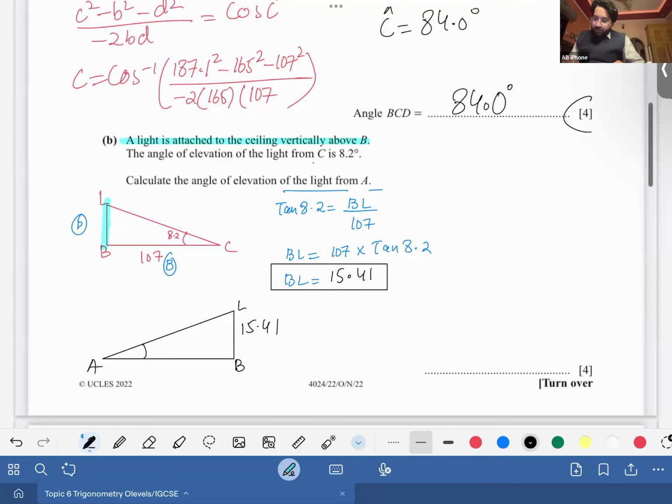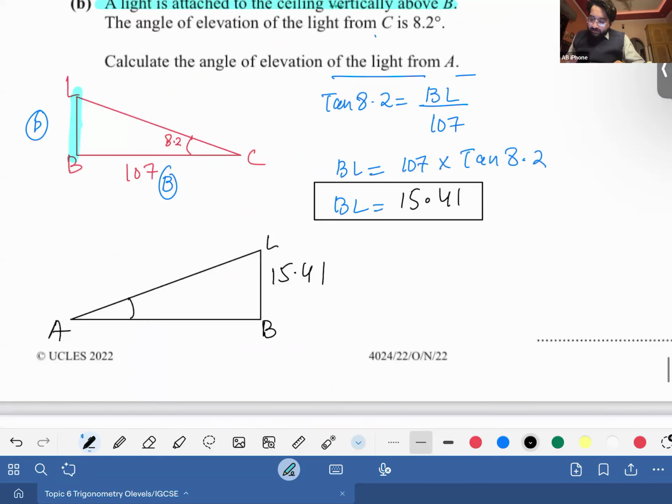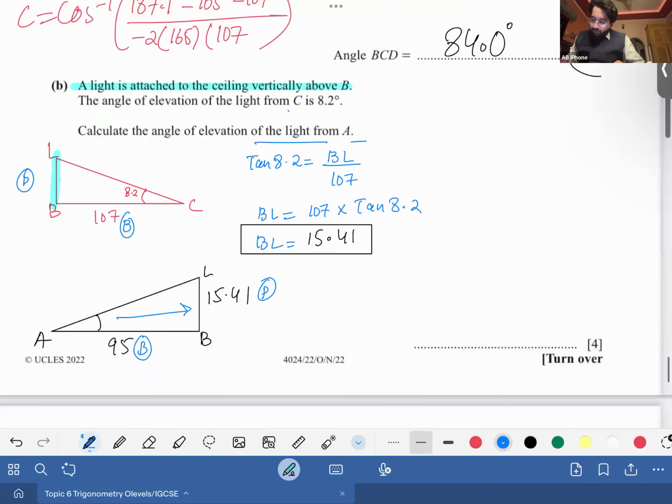Examiner wants to find out the angle of elevation of the light from A. So we know that we have AB available. AB is 95. Side opposite to the angle is the perpendicular. Agree? And this is base. So again, tangent theta will work. Agree? So A is equal to tangent inverse of perpendicular divided by base, which is 95. So tangent inverse of 15.41 divided by 95. So 9.20. Very good. So 9.2 is the final answer.